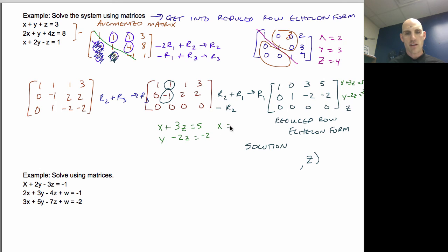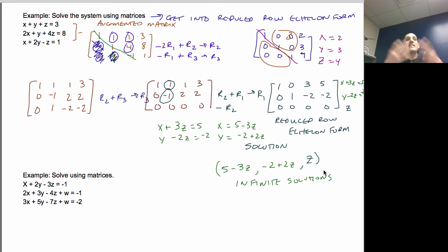And so x is equal to 5 minus 3z. And y is equal to negative 2 plus 2z. Everything is defined in terms of z. And so my y is negative 2 plus 2z. My x is 5 minus 3z. This is infinite solutions, because anything could go in for z, and then x and y are both defined. This is an okay situation, but it comes about because I have all zeros in the bottom row. All zeros in the bottom row tells me infinite numbers of solutions. Okay? So that's how that works, guys.